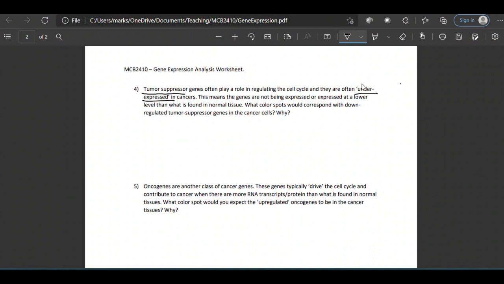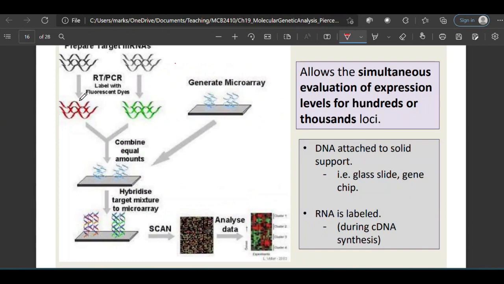So if these genes are underexpressed in the cancer, what color spot would they be? Let's think about this again. We're putting red for cancer and green for healthy, in equal amounts. If it's underexpressed in the cancer cells, that means it has less than the normal sample. So I'm going to get more green cDNAs binding to that spot than red cDNAs. And if I have more green than red, I'm going to see green. One thing to keep in mind is that the gene doesn't have to be totally off. While the cancer may still have some expression of that gene, the fact that it is less expression means we're going to get more green fluorescence binding there. So in that way, that's going to make our spot green.